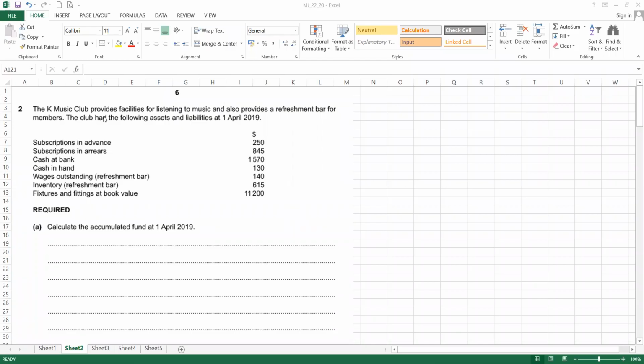The K Music Club provides facilities for listening to music and also provides a refreshment bar for the members. The club has the following assets and liabilities at 1st April 2019: subscription in advance, subscription in arrears, cash at bank, cash in hand, wages outstanding, inventory, furniture and fittings.